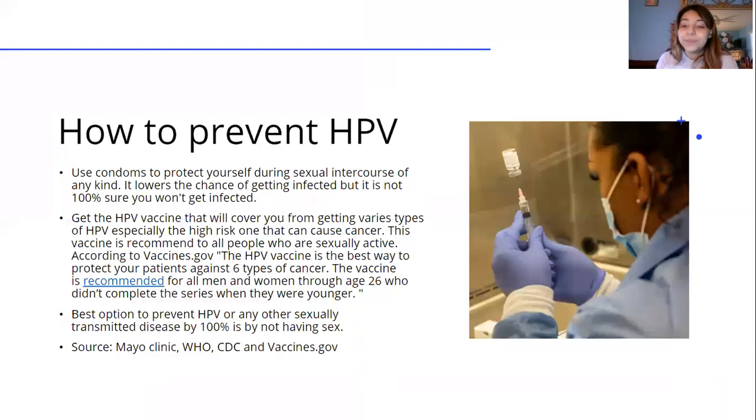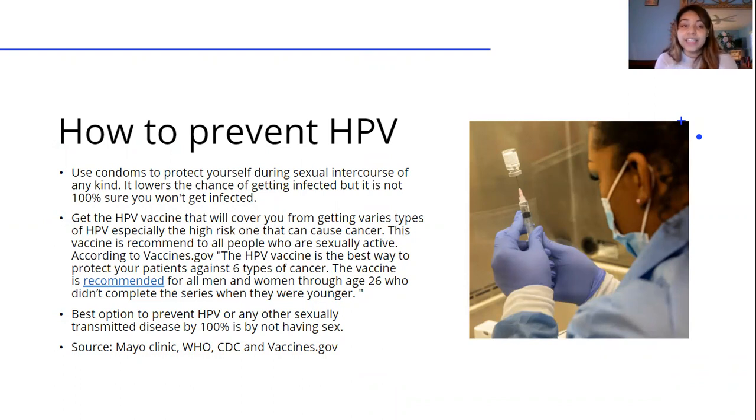So how to prevent HPV? This is a very important question because HPV could cause just warts, or it can give you cancer, which is a very deadly case if you look at it like that. You don't want to get HPV, especially the 40 types that can give you cancer, right?